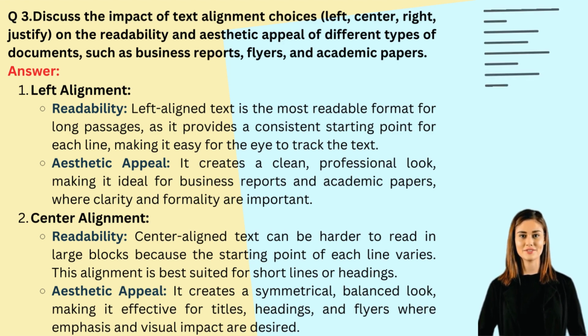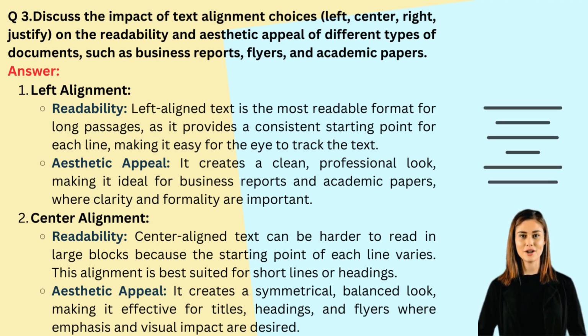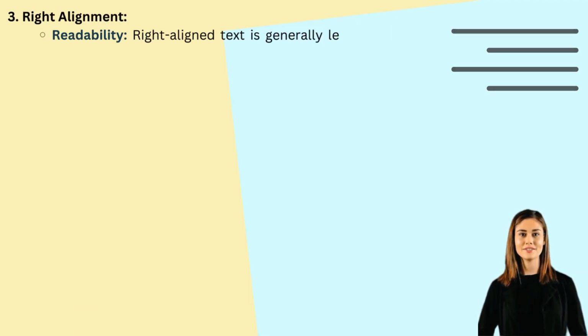2. Center alignment, readability. Center-aligned text can be harder to read in large blocks because the starting point of each line varies. This alignment is best suited for short lines or headings. Aesthetic appeal. It creates a symmetrical, balanced look, making it effective for titles, headings, and flyers where emphasis and visual impact are desired.